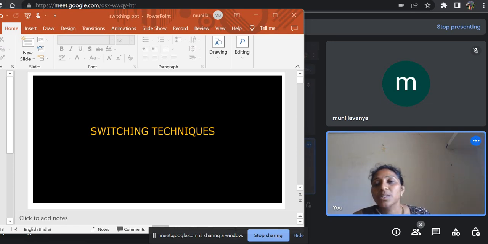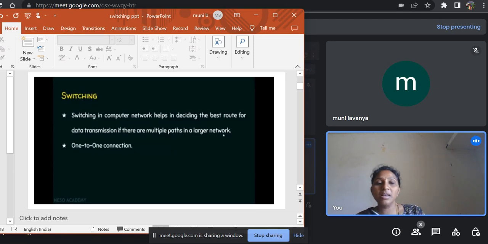So what is the switching technique? What is switching in a computer network? It helps in deciding the best route for transmitting the data from sender to receiver. Switching in computer networks helps in deciding the best route for data transmission. If there are multiple paths in a larger network, switching helps in choosing the best route, and it also provides the connection between the sender and the receiver, that is a one-to-one connection.